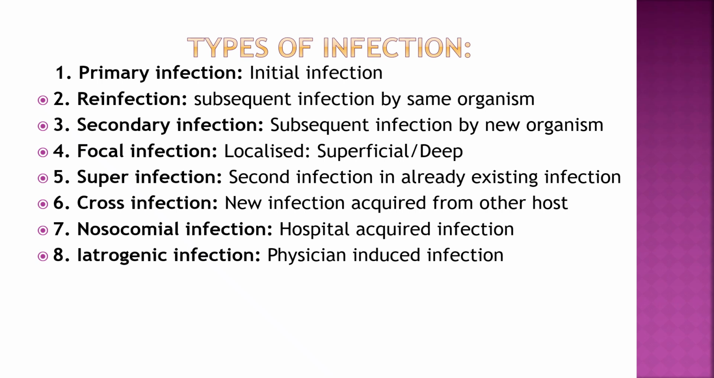Superinfection is a second infection in an already existing infection. Cross infection is a new infection acquired from another host. Nosocomial infection is a hospital acquired infection. Heterogenic infection is a physician or medical paramedical staff induced infection.